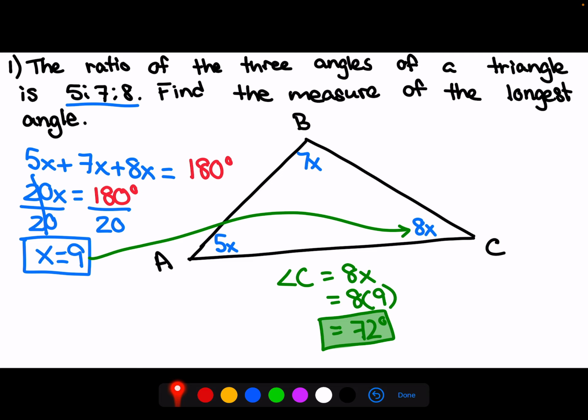Now, of course, I can plug it into each one and make sure. If I plugged in for angle B, I'd get 63 degrees, and angle A would be 45 degrees. So you can plug it into each, but again, it will be the one with the largest coefficient. So you don't need to spend that extra time going through all that.